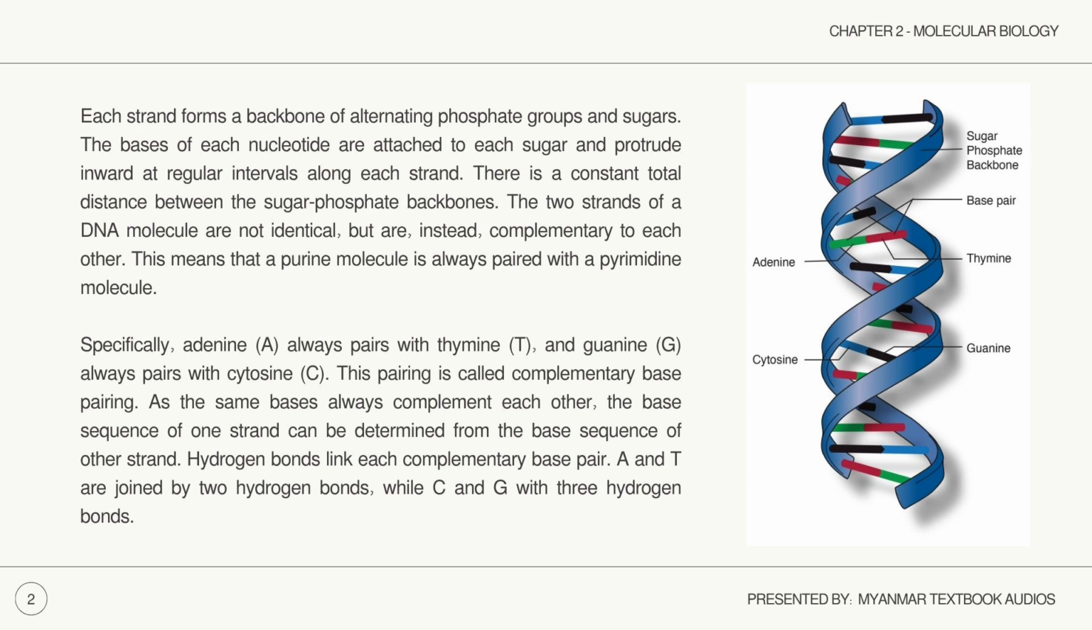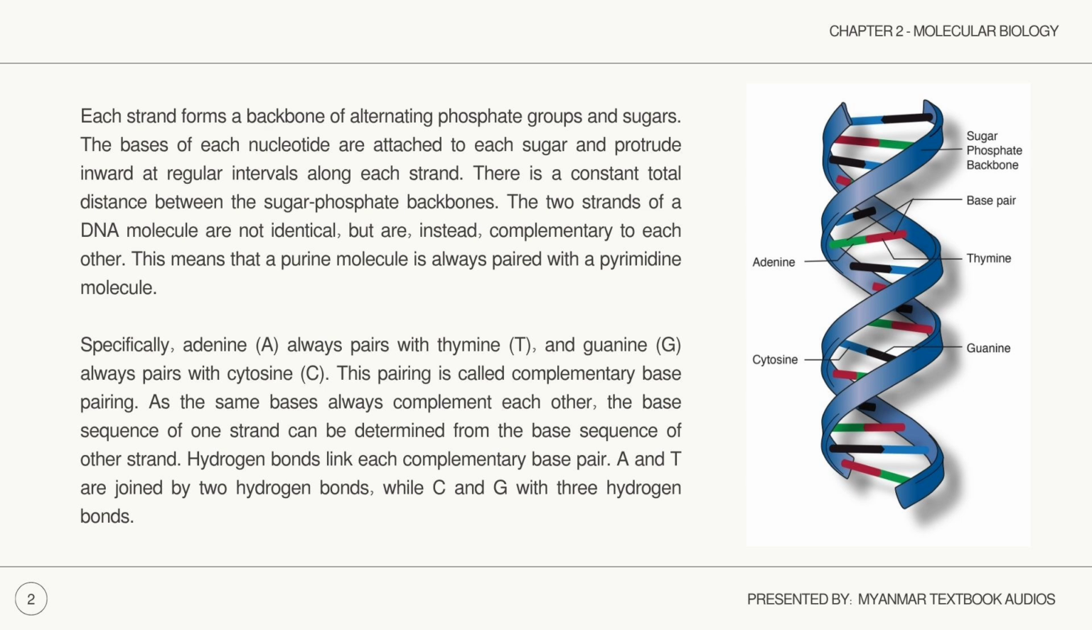This means that a purine molecule is always paired with a pyrimidine molecule. Specifically, adenine, A, always pairs with thymine, T, and guanine, G, always pairs with cytosine, C. This pairing is called complementary base pairing. As the same bases always complement each other, the base sequence of one strand can be determined from the base sequence of the other strand. Hydrogen bonds link each complementary base pair.